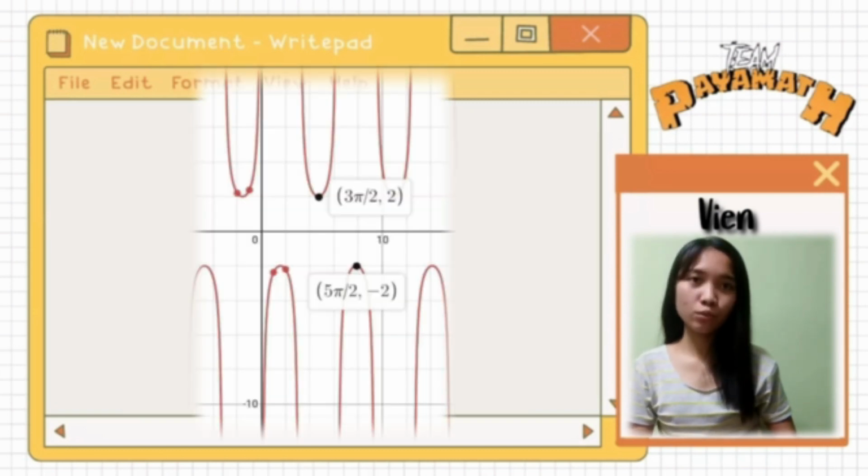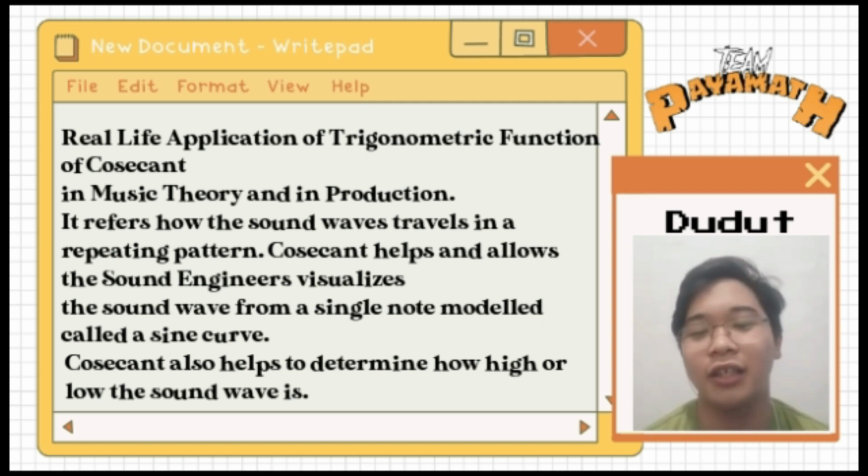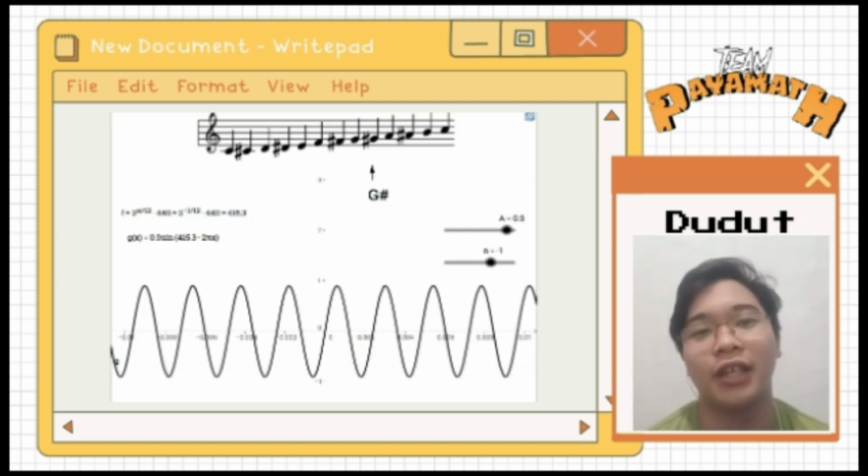Real-life application of trigonometric function of cosecant in music theory and in production. It refers to how the sound waves travel in a repeating pattern. Cosecant helps and allows the sound engineers to visualize the sound wave from a single note modeled as a sine curve. Cosecant also helps to determine how high and low the sound wave is.